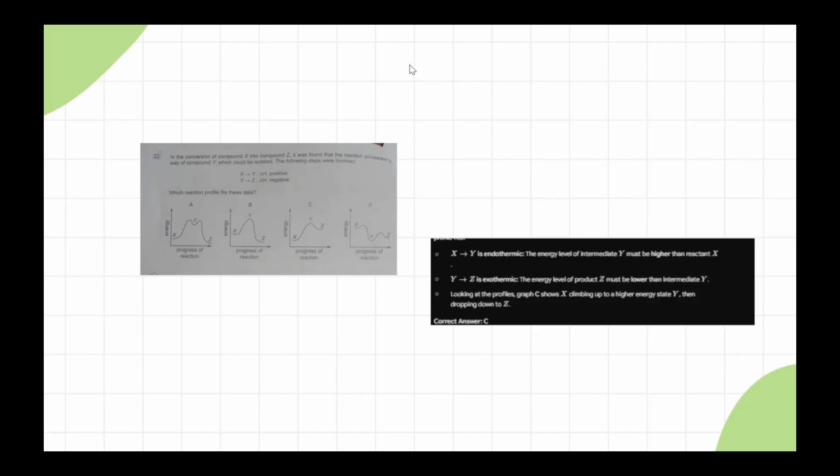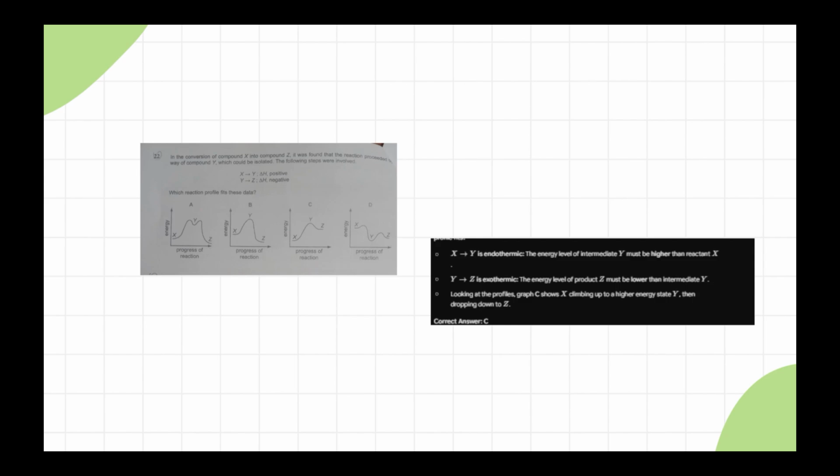In the conversion of compound X into compound Z, it was found that the reaction proceeds by way of compound Y, which could be isolated. The following steps were involved. X to Y is delta H positive. Y to Z is delta H negative. Which reaction profile fits this data?